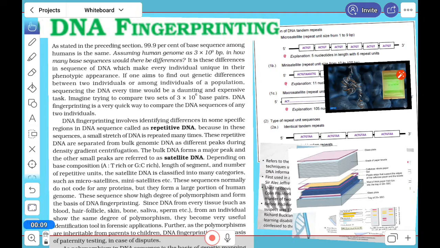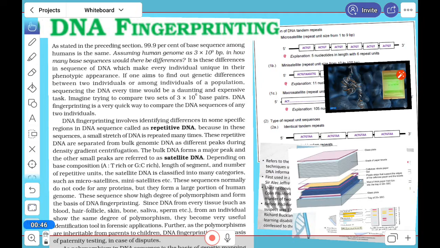DNA fingerprinting, I think everybody can understand, has no relation with the fingerprint. Here the word DNA fingerprinting refers to the unique combination of the DNA of any particular individual, and from that we can detect a particular person from among millions. DNA fingerprinting is a technique to identify a person on the basis of their DNA specificity.